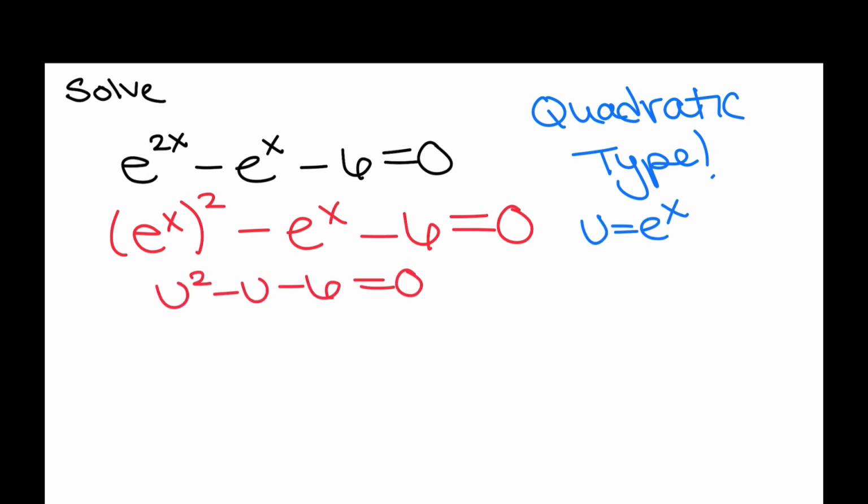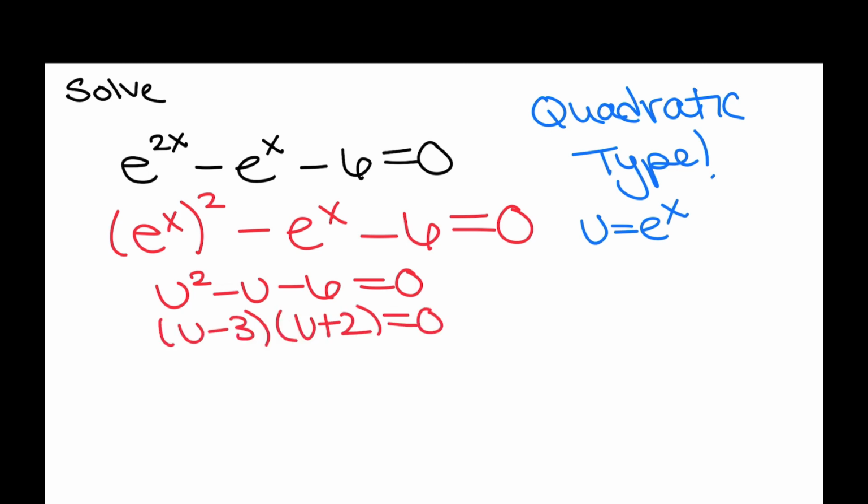And so we could do a change of variables. Let's let u equal e to the x. Then this first term, e to the x squared, is going to turn into a u squared. So now I've got u squared minus u minus 6 equals 0. And I know how to solve quadratic equations. We can try to factor, and if we can't factor, we can always use the quadratic formula.